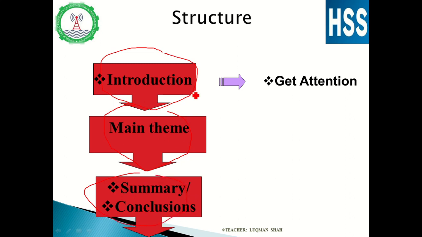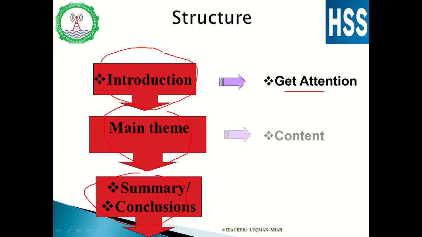And at the start, in the introduction, we should get the attention of the audience. If we are unable to get the attention of the audience at the start, then we will be unable to get it throughout the presentation.